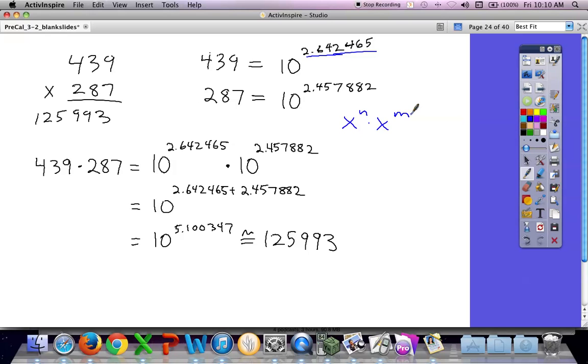So in this case, because we have the same base, 10, then we're going to add these two numbers, right? And we get 10 to the 5.00347, which is something you can put in the calculator and find the value is 125,993. Okay, so by converting this number into 10 raised to some power, we change the operation of multiplication into addition. And addition, as we just said on the previous slide, that's easier.